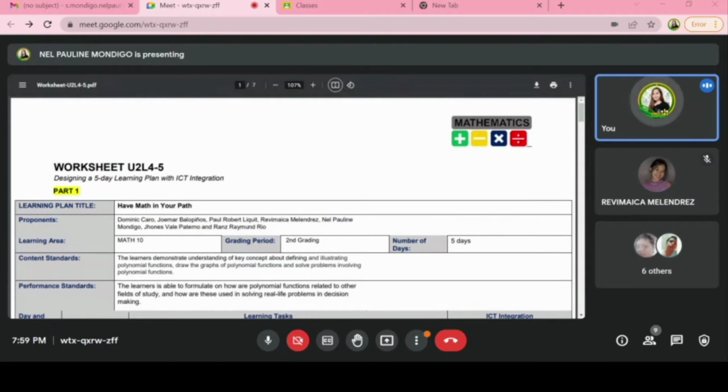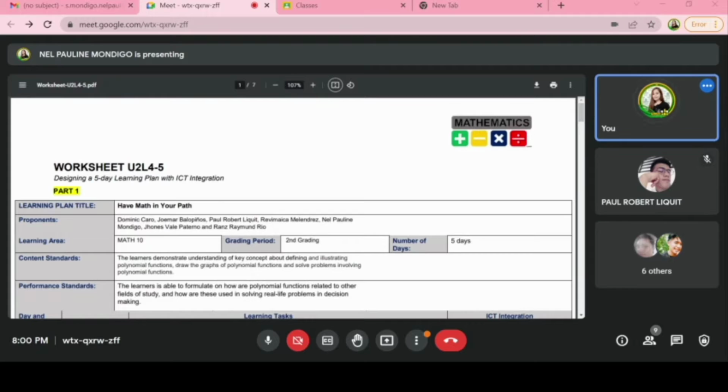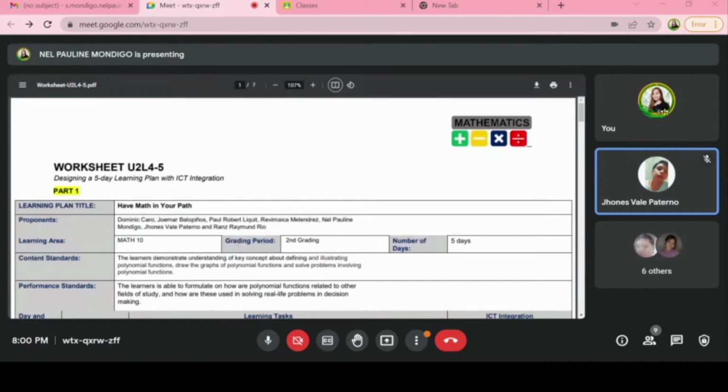Good day, everyone. Today, we will be presenting our 5-day learning plan with ICT integration. Our learning plan title is Have Math in Your Path. The proponents are Dominic Caro, Joemar Balopiños, Paul Robert Liquit, Revimaica Melendrez, Nelpulin Mundigo, Jhones Paterno, and Ranz Raymund Rio.